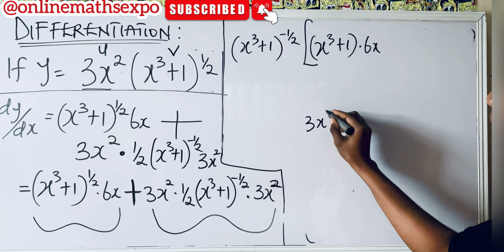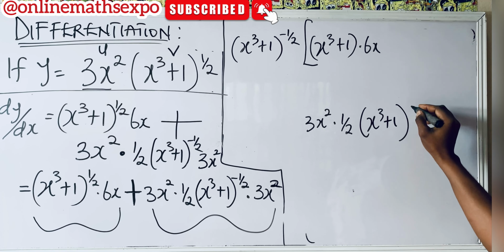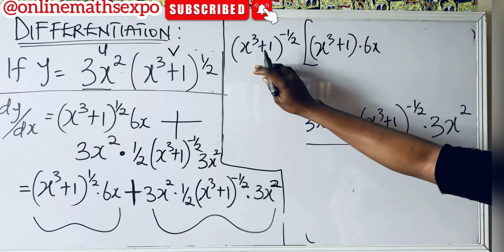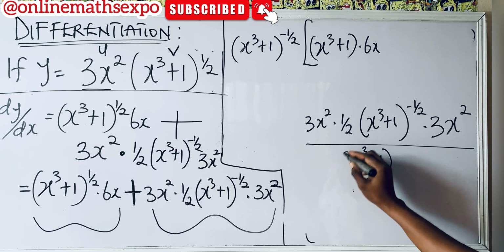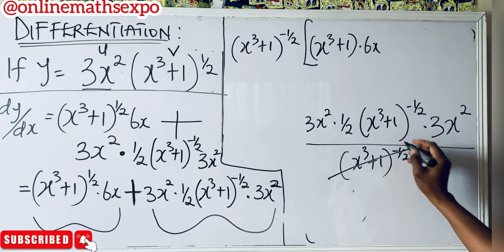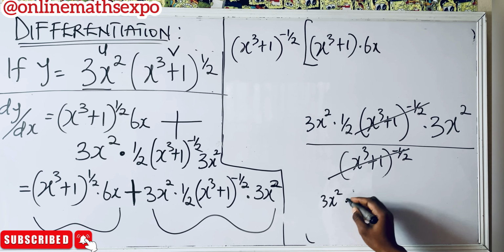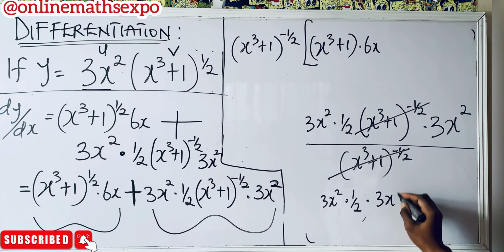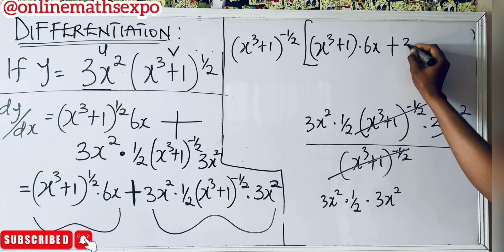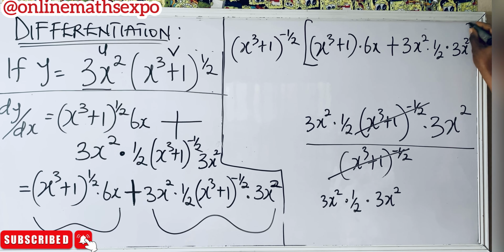So what we have there is 3x squared multiply half into x cubed plus 1 to the power of negative half, multiply 3x squared, divided by this. Okay, so if you divide it, you will notice this and the powers are the same. So you can easily cancel it out and you'll be left with 3x squared multiplying half and multiplying 3x squared. I hope you can see that. So this is going to give us plus 3x squared multiply half multiply 3x squared.